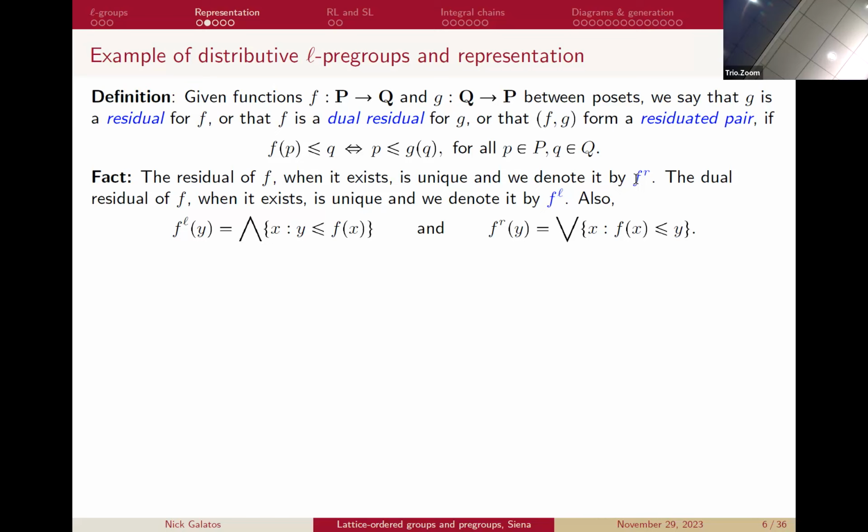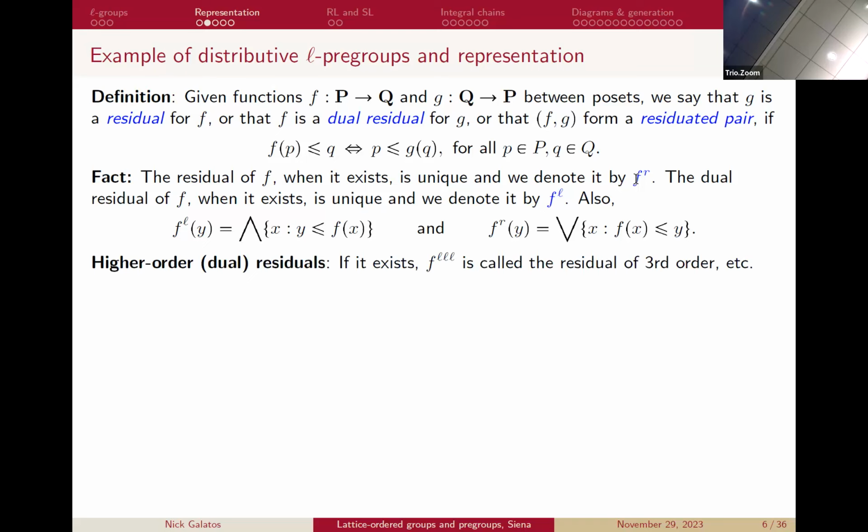So if a function F has an upper residual G, that's going to be denoted by F to the R. If a function G has a lower residual F, that's going to be called G to the L. And these are the formulas that give you the lower and the upper residual when they exist. So we want functions that have these things.